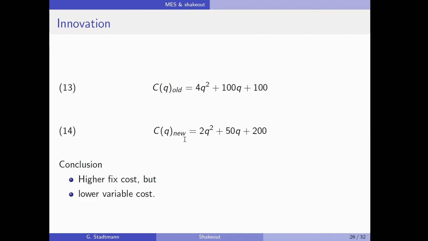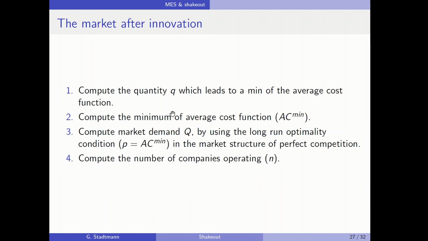Once more, I would like to perform all the computations necessary to characterize the market structure after this innovation has taken place. So we have to do the same computations as before. We have to follow this recipe: compute the quantity which leads to a minimum of the average cost function, compute the minimum of the average cost function, and then we can compute the market demand and the number of companies operating.